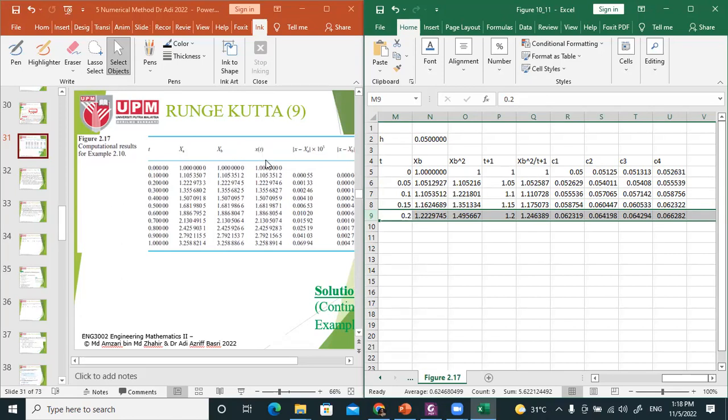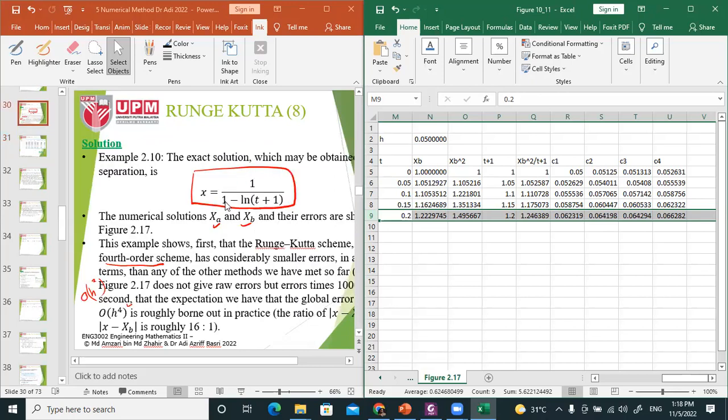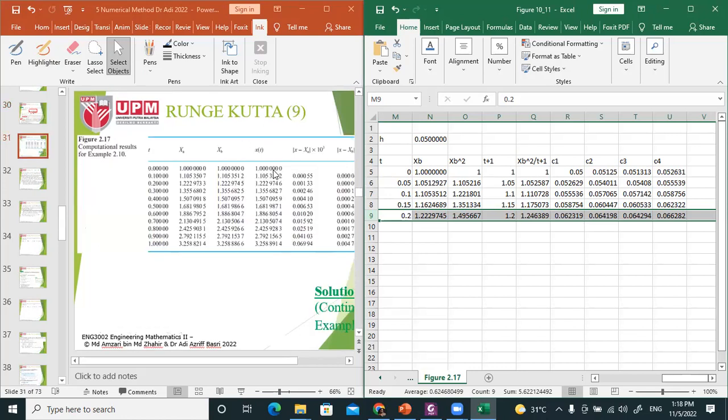Okay, for xt it is direct. You get this from 1 over 1 minus ln(t+1). You just put in the value and you get xt. Then you need to calculate the error, x minus x1, here times 10 to the power of 3.